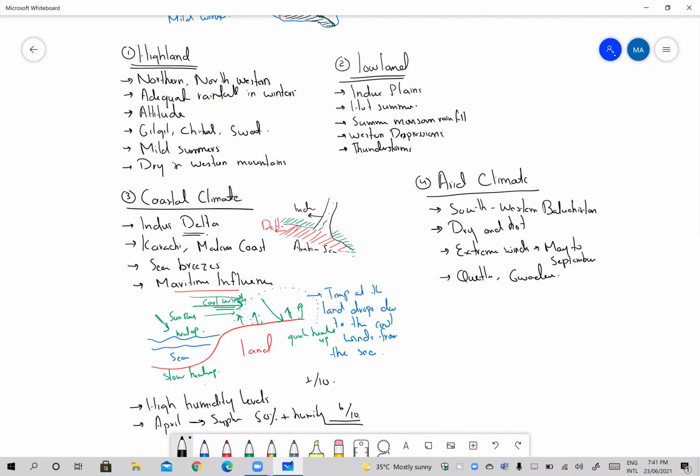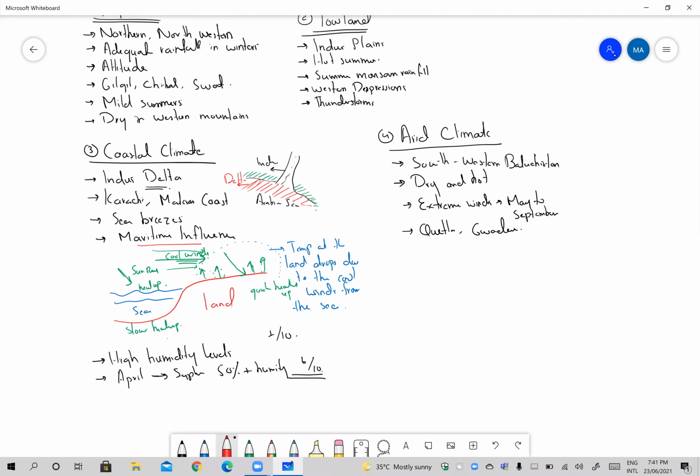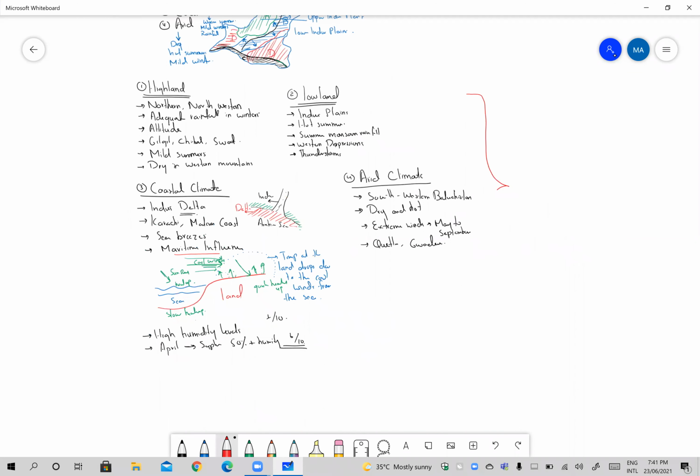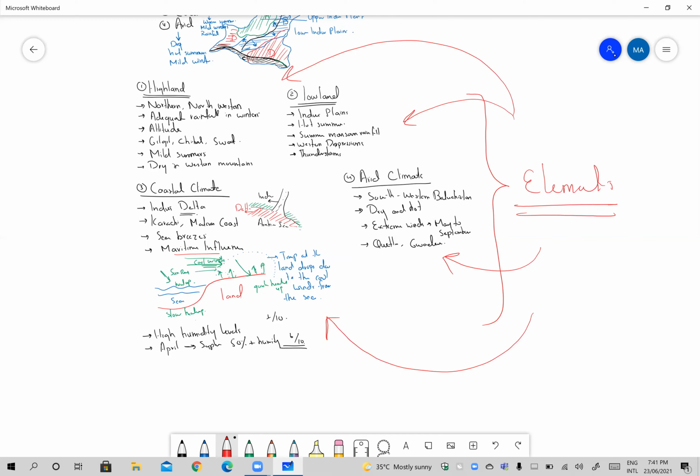Now I'm going to assign you guys a question here. Let me tell you, in the next lecture, we will be studying the climatic elements. The elements that specifically influence these climates. So climatic elements are all those factors that affect the climate of highland areas, the lowland areas, the coastal areas, and the arid climate. Those elements are temperature, rainfall, altitude, cloud cover, continental effect. So everything that basically affects a climate is known as a climatic element.